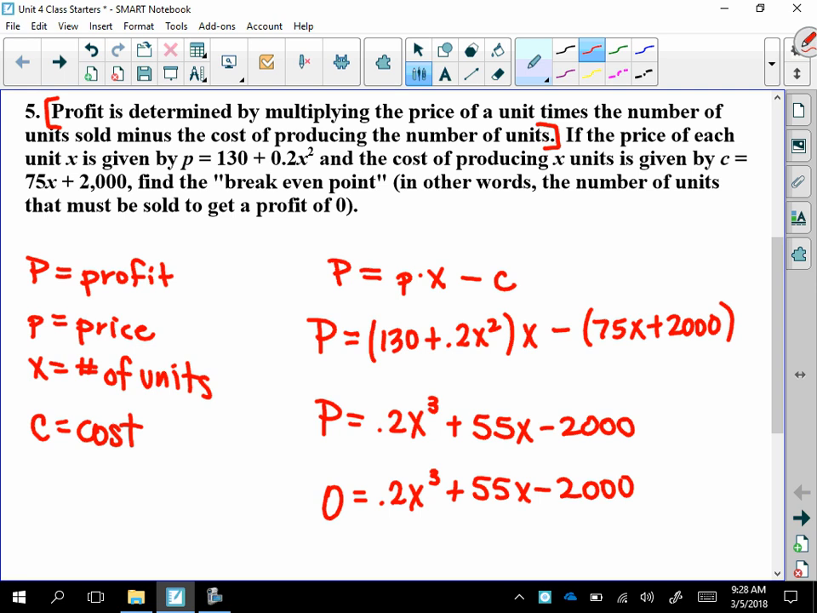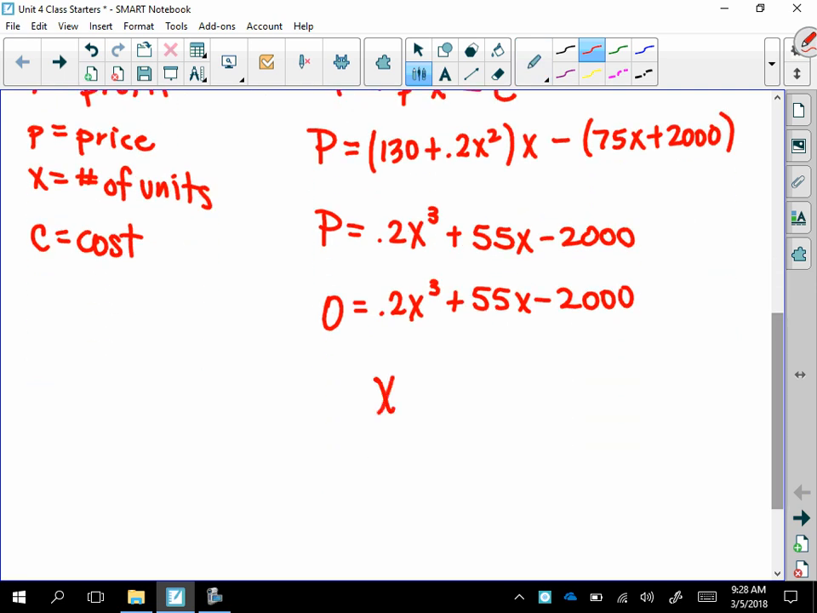17.3. So we can say approximately 17 units. Because once we sell the 18th unit, then now we're going to be on the positive end of that. Start making money. Okay, everybody good? All right.